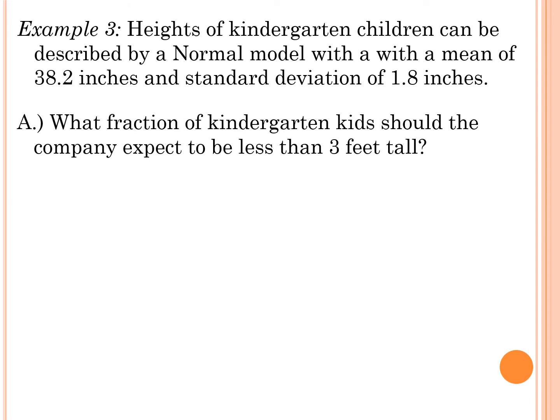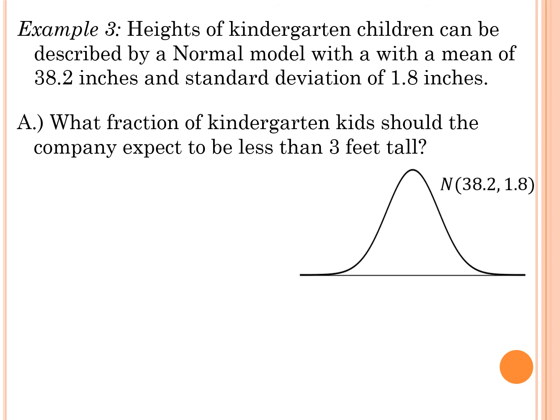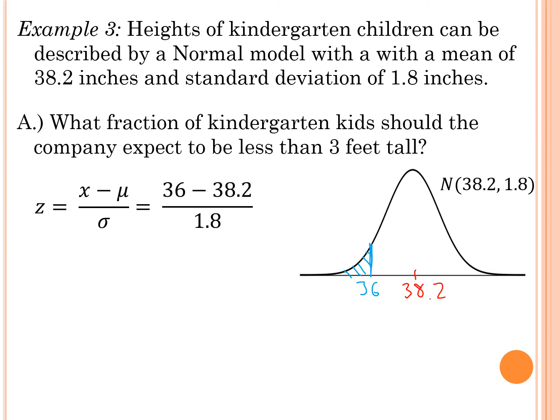All right, again, condensed up a bit. So we have our normal curve centered at 38.2 with a standard deviation of 1.8. And we want to find, first off, the probability that a child is less than 3 feet. 3 feet is 36 inches, and we want to go to the left of this. So this is a problem like we did previously. We can find a z-score for this and then look that z-score up in the table. So z-score first, 36 minus that mean, divide by the standard deviation, we get negative 1.22.